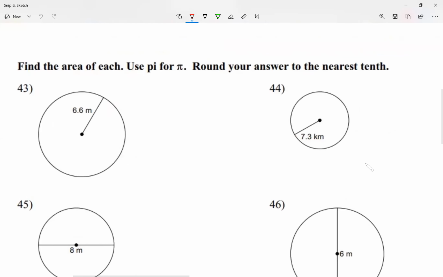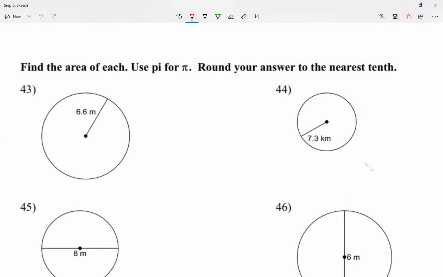Now, when it comes to circles, I need the radius. So let me take a look at a circle. Let's assume that's a circle. From the center of the circle to the edge of the circle, that distance we're going to call radius. I'm going to use R for radius. The area of the circle is going to be radius times radius times pi. Now, some people like to call this radius squared pi. Yeah, radius squared means radius times radius.